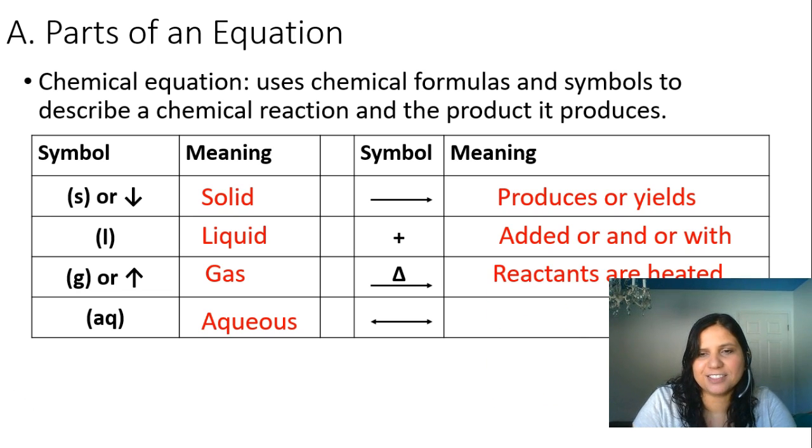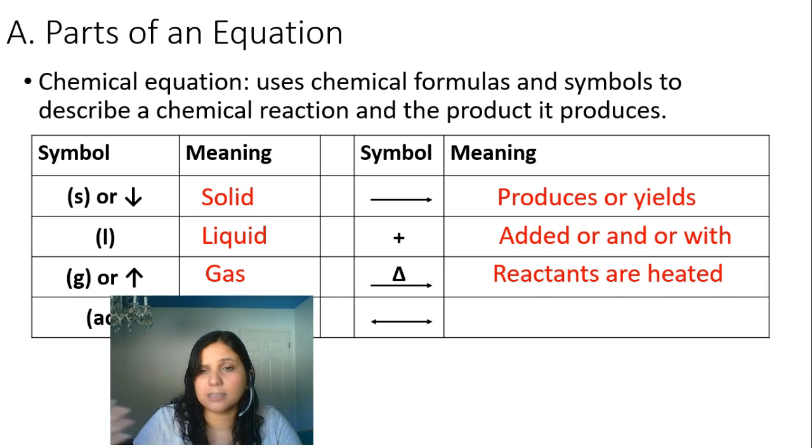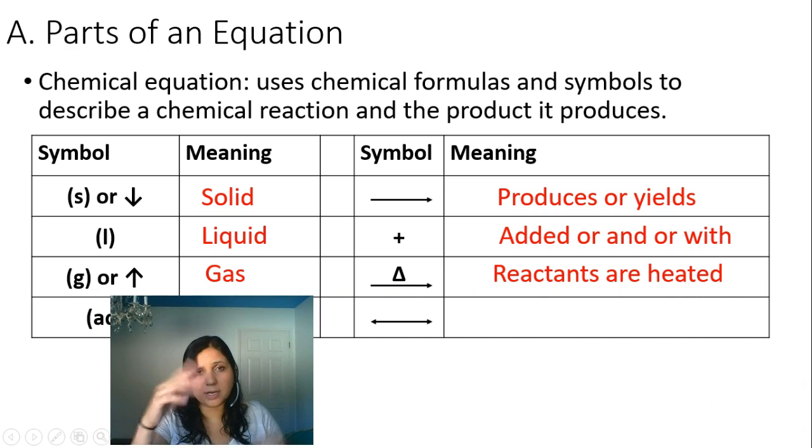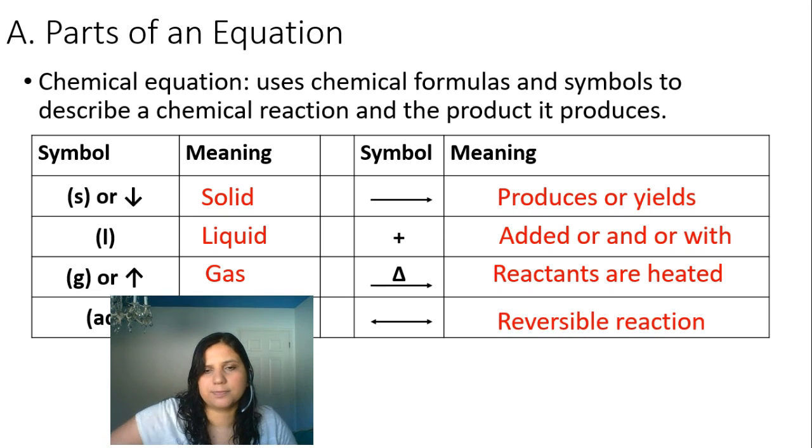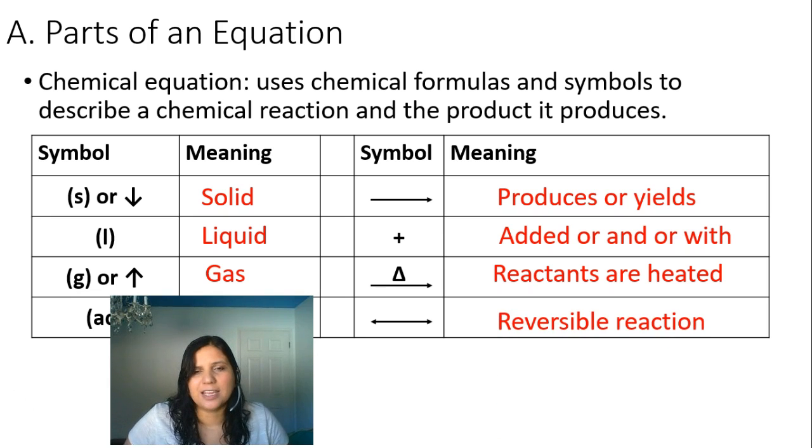And then you have this arrow, which just means that if I have a reaction that needs heat, I put the little triangle above it to show that this reaction requires heat. And then the last one is a double-headed arrow. It just means that the reaction is reversible. We'll spend a lot of time talking about reversible reactions in the future. For now, just think of it as a normal arrow.